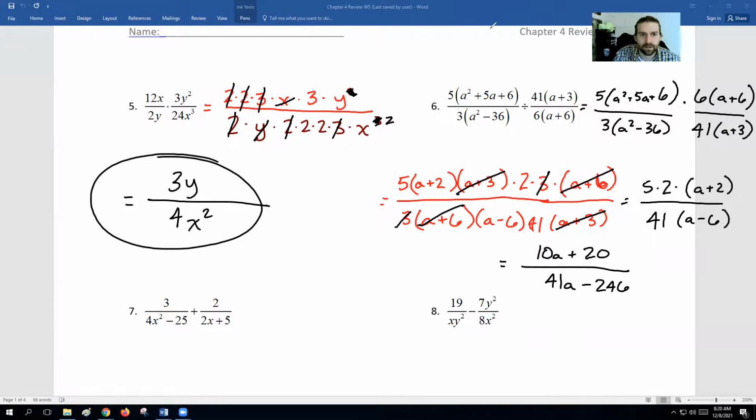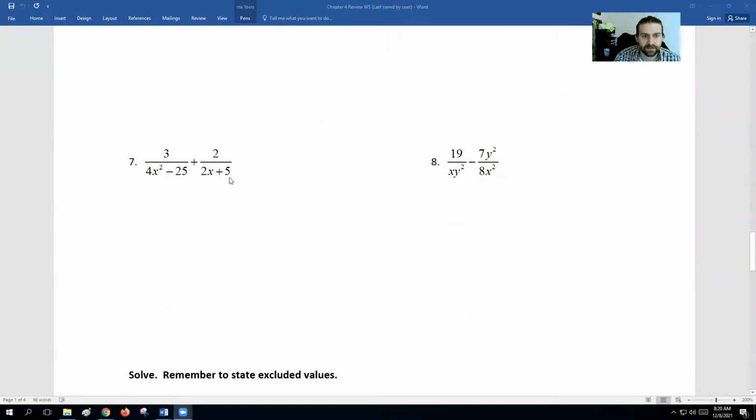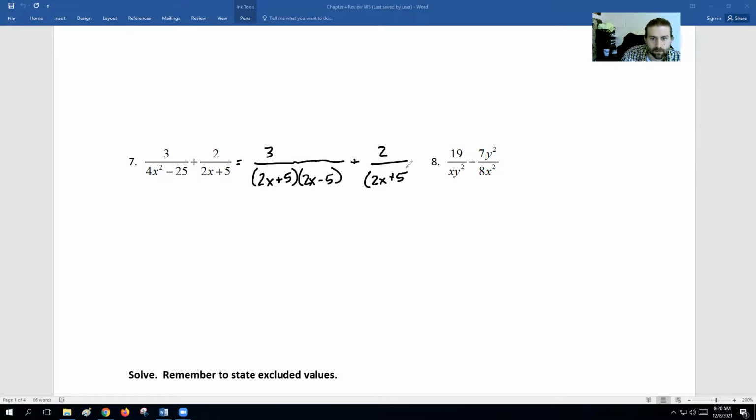Okay. Let's keep this going here with adding. All right, when we add, we want to get a common denominator. So what we might want to do is factor these out first. So we got 3 over 4a squared minus 25. This is actually a difference of squares. That is a 2x plus 5 and a 2x minus 5. We can take the square root of that, take the square root of that, and that's why we have a plus and minus there.